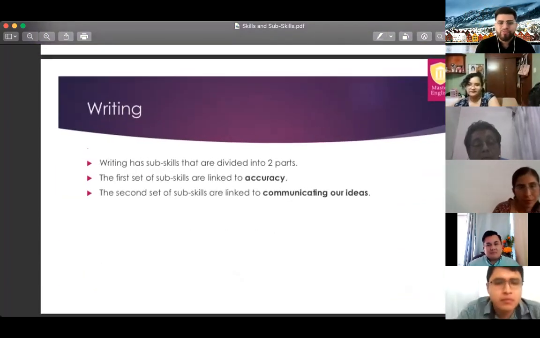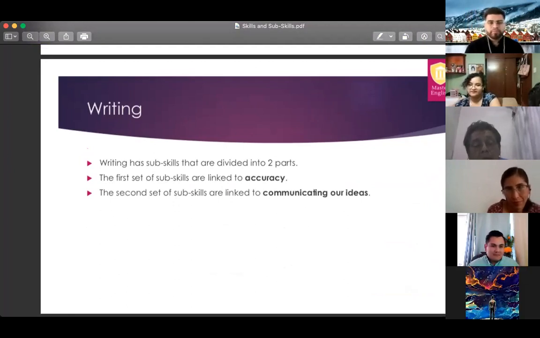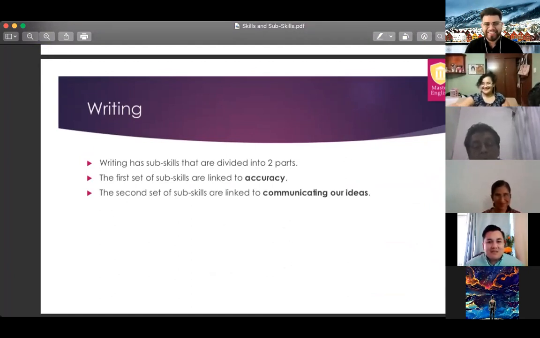Could you read this, please, Mr. Morales? Yes. Writing has sub-skills that are divided into two parts. The first set of sub-skills are linked to accuracy. I hate that word. The second set of sub-skills are linked to communicating our ideas. Very good. Well, you pronounced accuracy very well. Thank you. So yes, guys, remember, we have to pay close attention to the sub-skills.